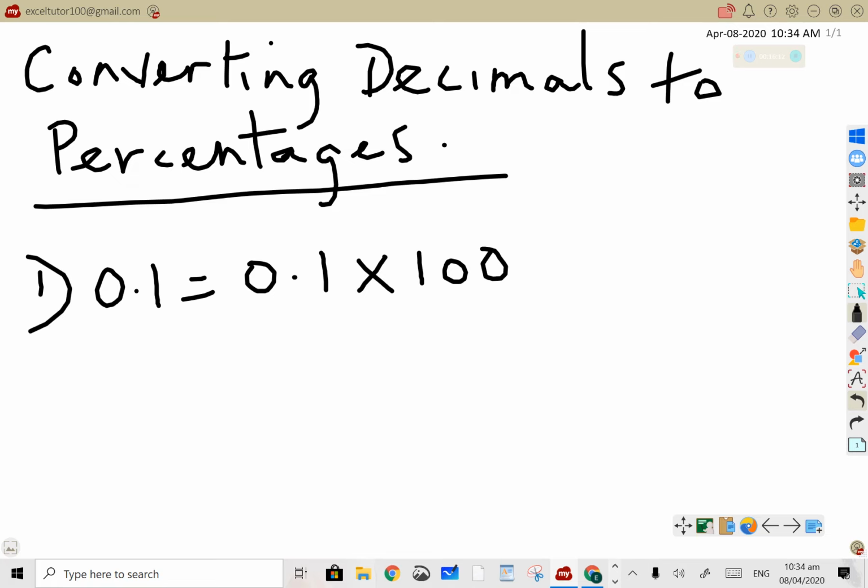Okay, so in doing so, we had learned before in decimals in our previous tutorial that when multiplying we have to move our point 2 places. So that means that this 0.1, we have to move our point 2 spaces. There's no digit here, so therefore we have to add a 0. So this will be 10%.